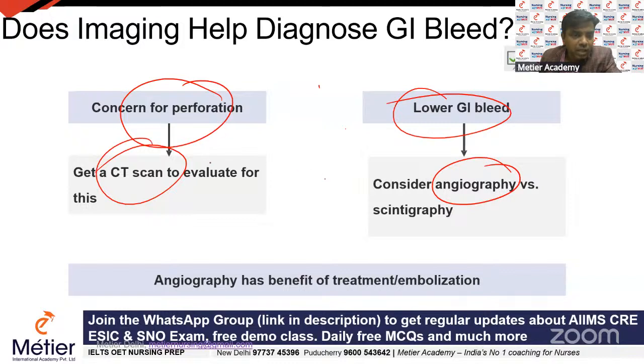For an upper GI bleed or perforation, do a CT scan to evaluate. If the problem is a lower GI bleed, you can go for angiography and scintigraphy. Angiography is more beneficial than scintigraphy because embolization can also be done. We will see what you do in embolization. I'll put a question on angiography also, as it is most commonly used for lower GI bleed.